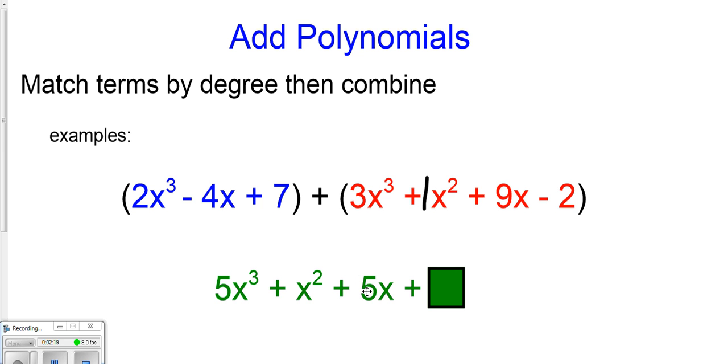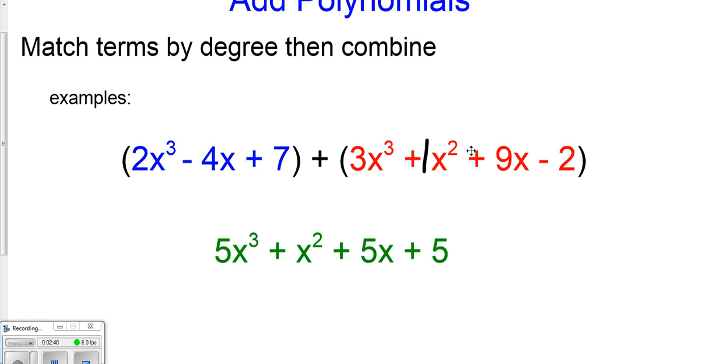So positive 5x. And lastly, we look at our constants, or again, if this was degree 3, degree 2, degree 1, this would be a degree 0. We call it constants, positive 7 and negative 2. When we combine those together, 7 minus 2 makes a 5. So in the end, adding this polynomial to this polynomial, we get 5x cubed plus x squared plus 5x plus 5.